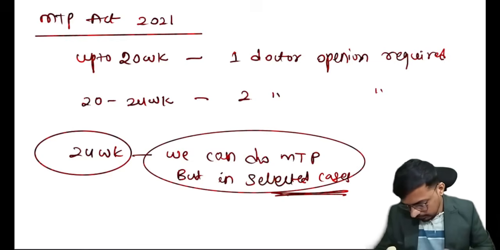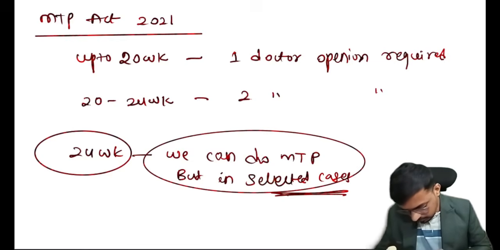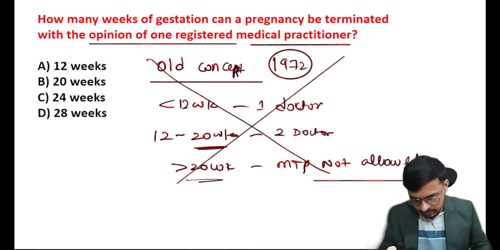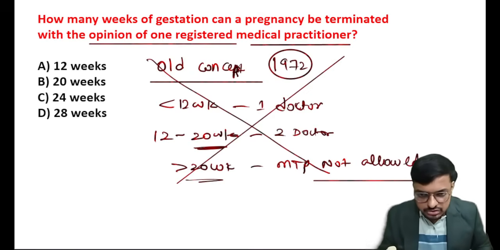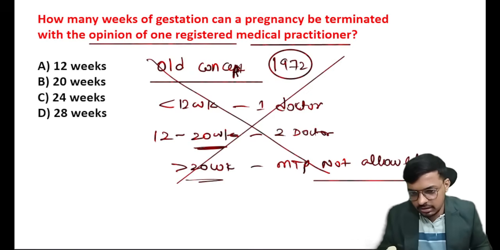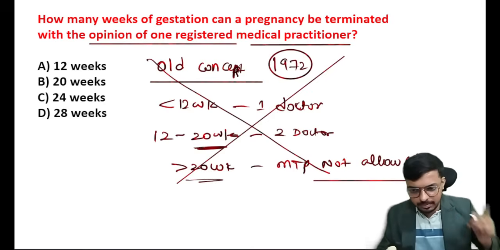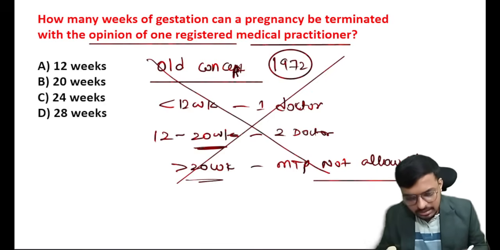Is this clear to every one of you? Then comes the question, and then we will go for the next question, where we will get more clarity. Okay, so here is the next question. How many weeks of gestation can a pregnancy be terminated with the opinion of one registered medical practitioner? I told you, the opinion of one registered medical practitioner.